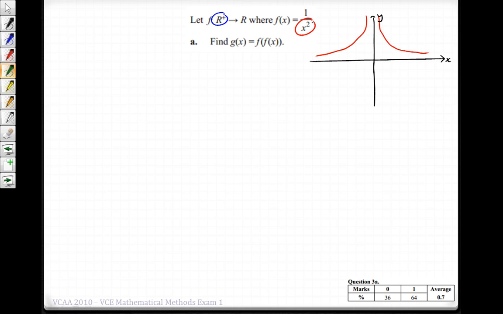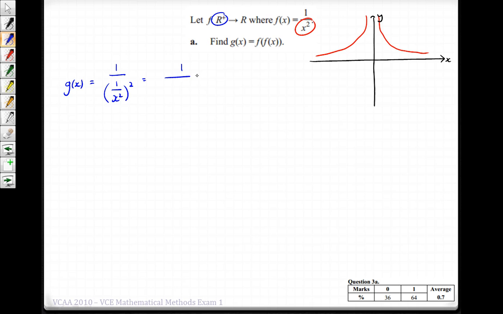So now what we want to do is find g of x, which is defined as f of f of x, the composite function of f with itself. So all we need to do is take f, so 1 on x squared, and wherever there was an x, we're putting it inside itself. So that's g of x right there.